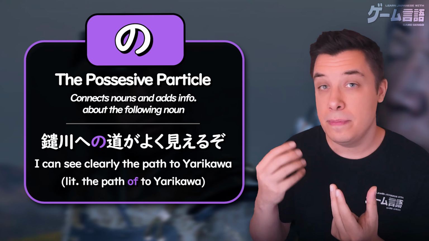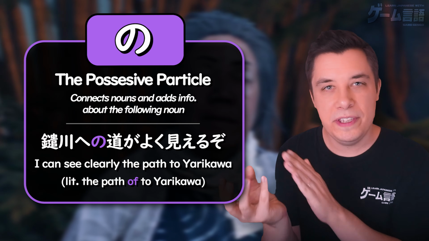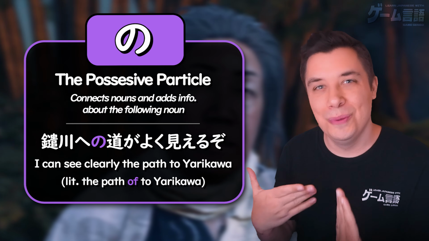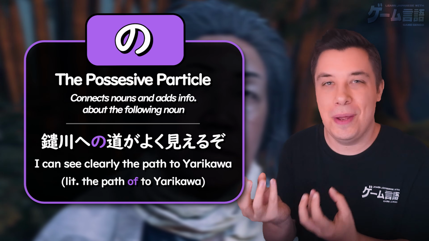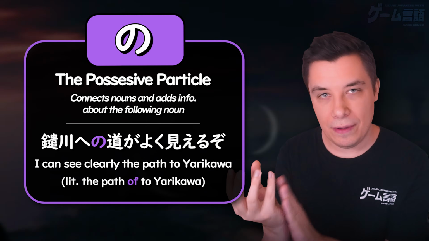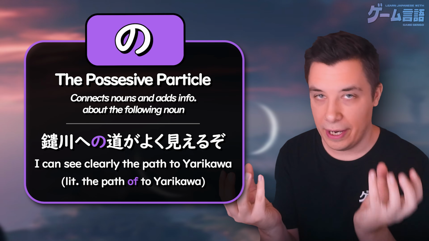e no michi for path would be the path of whatever comes before it, or the path to something. We're adding information about the path and what kind of path it is. And remember that information about the path comes before the no particle.